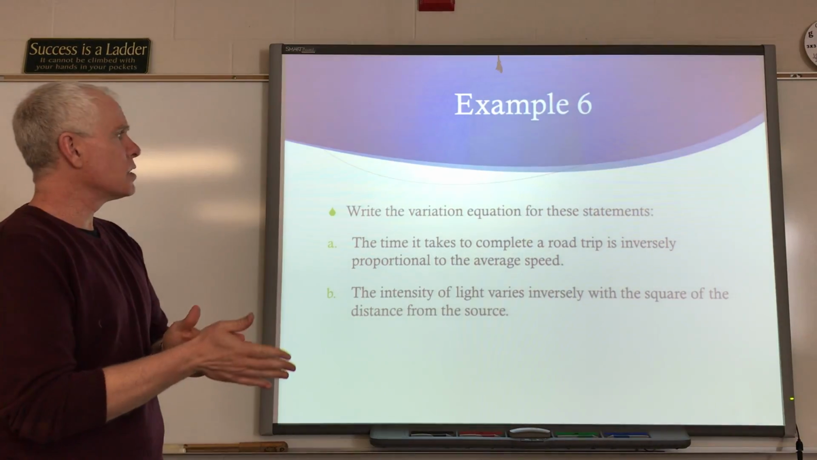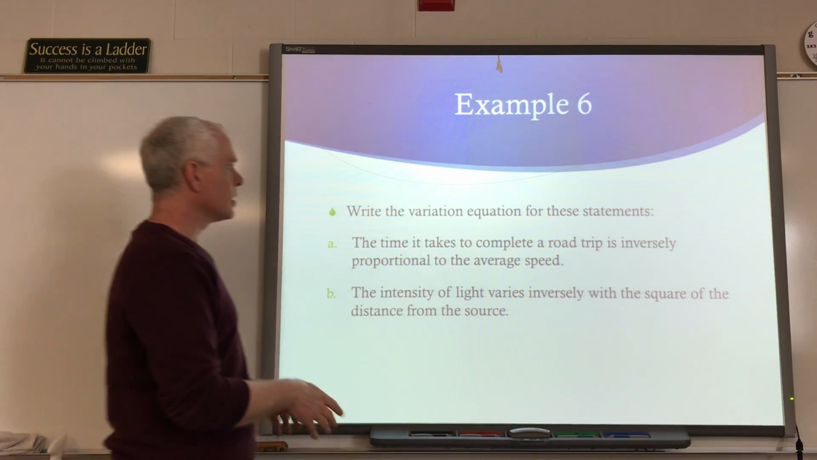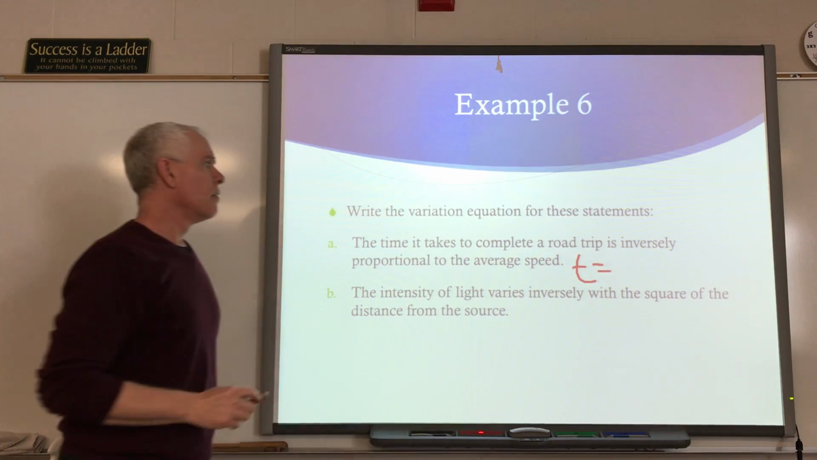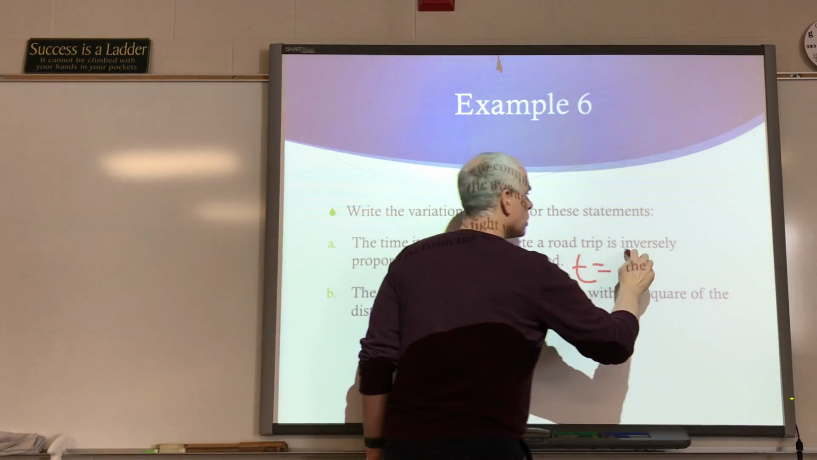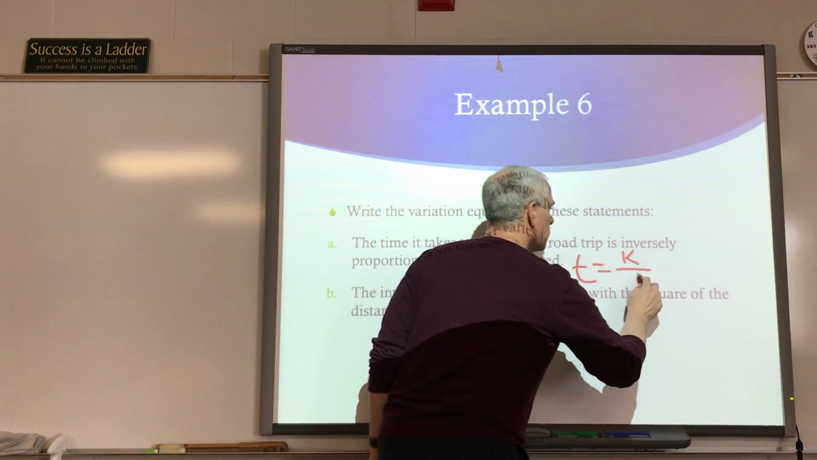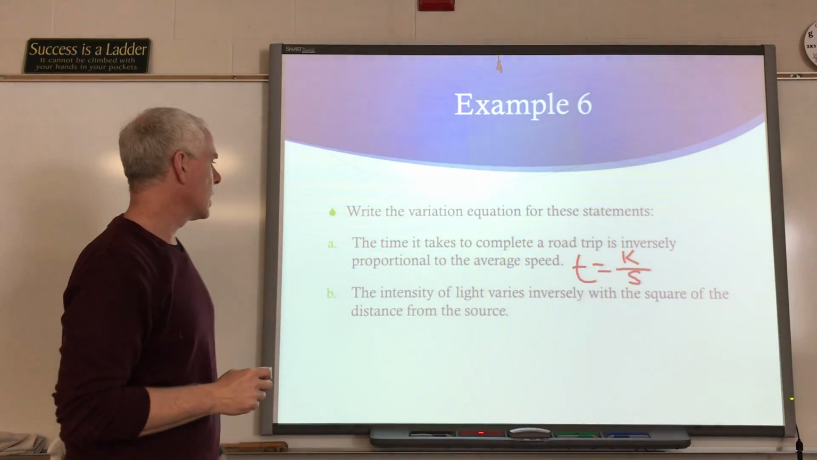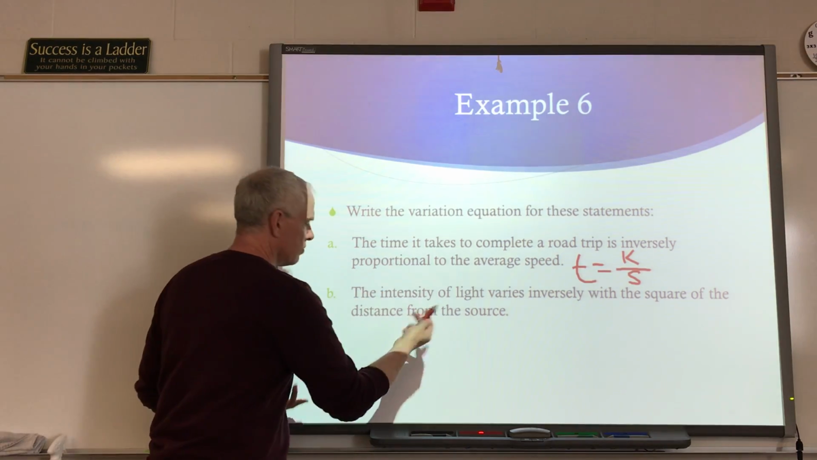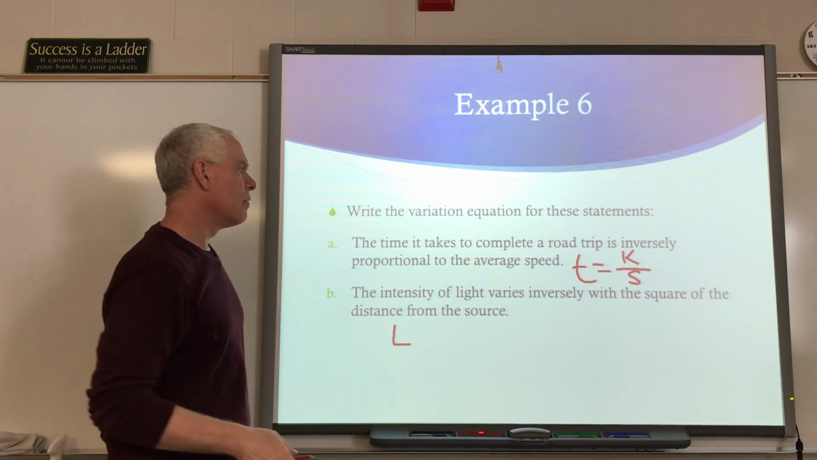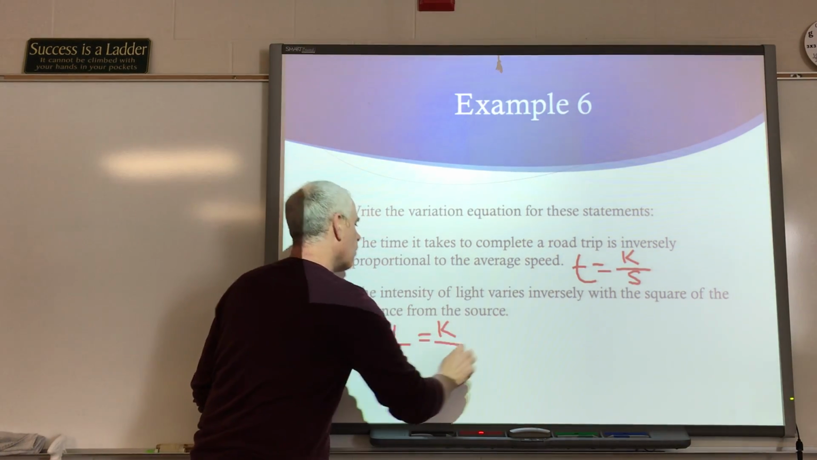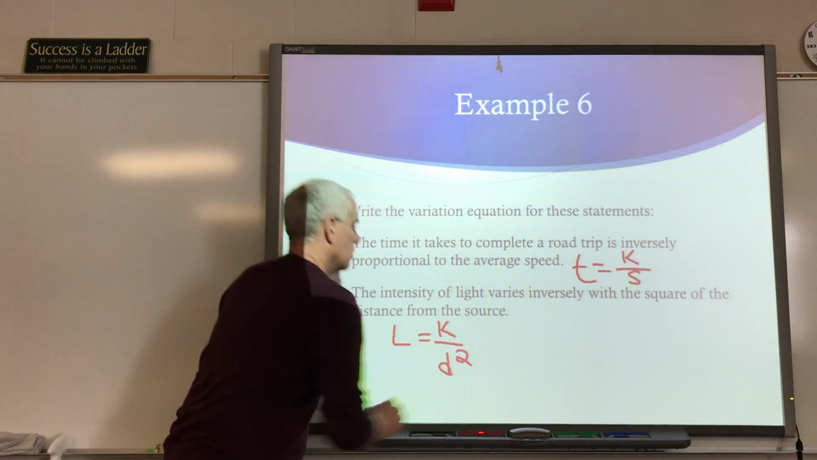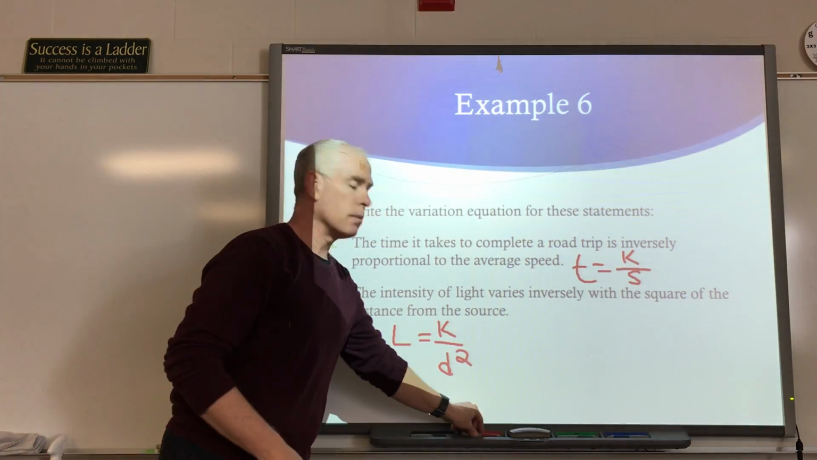So write the variation equation for these statements. The time it takes to complete a road trip, call that t, varies inversely, or is inversely proportional, so k over the average speed, s. Okay? The intensity of light, let's call that L. We got to have some variable for it, but be as descriptive as we can. Varies inversely, so it's going to be k over the square of the distance from the source. Okay? Like so.